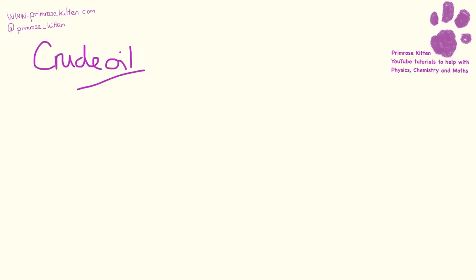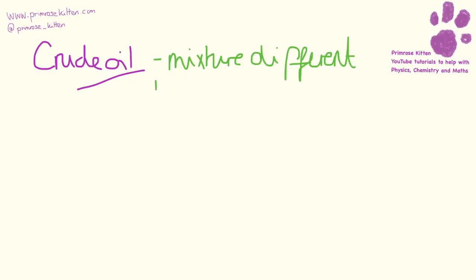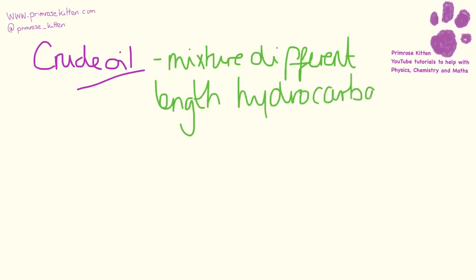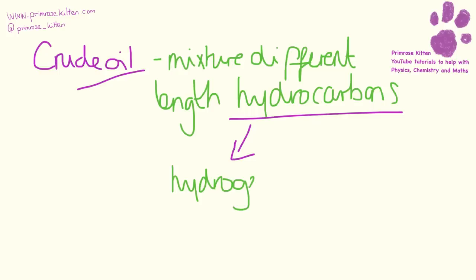Crude oil is a big, thick, gunky mixture that we dig out of the ground, and it is a mixture of different length hydrocarbons. Now, a hydrocarbon is something that is made of hydrogen plus carbon only.